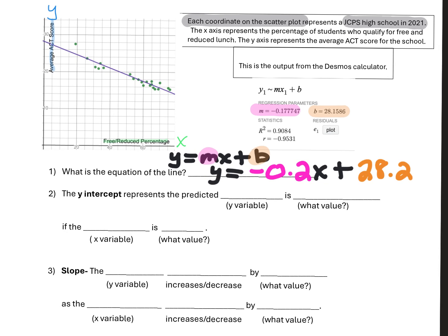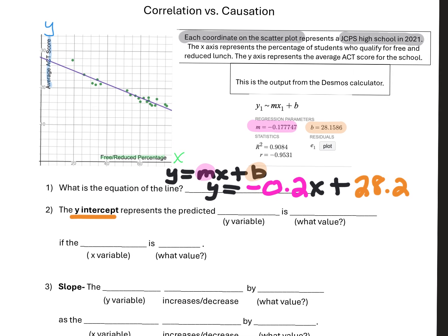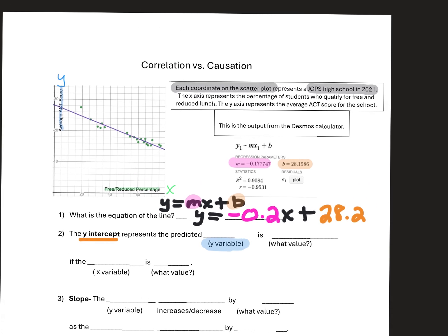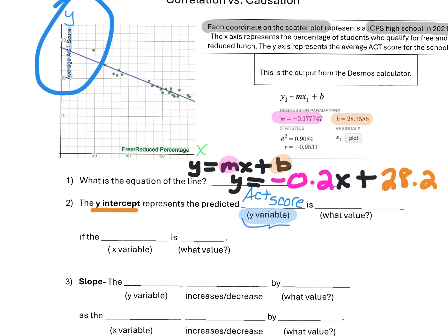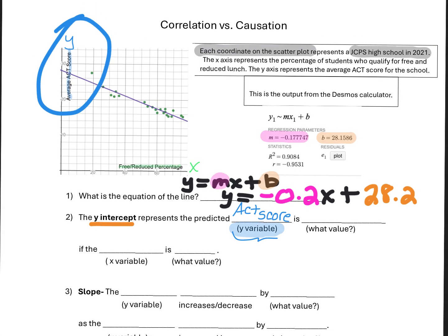So now we can find the y-intercept in the equation of the line. It's that 28.2. And what does the y-intercept represent? Well, the y-intercept represents the y variable. So what was our y variable again? Our y variable is average ACT score. So the y-intercept gives the predicted ACT score. And I've got that reminder right there, that's the name of the y variable.